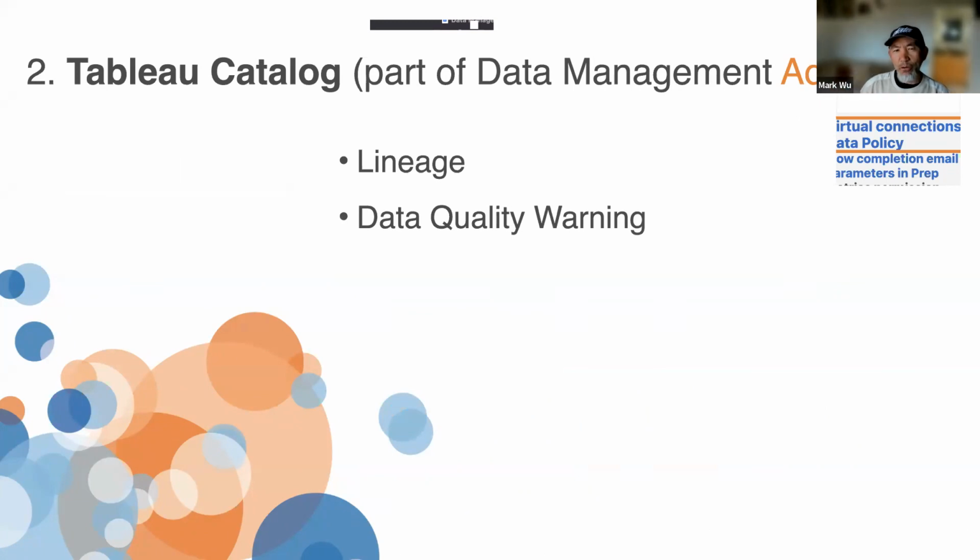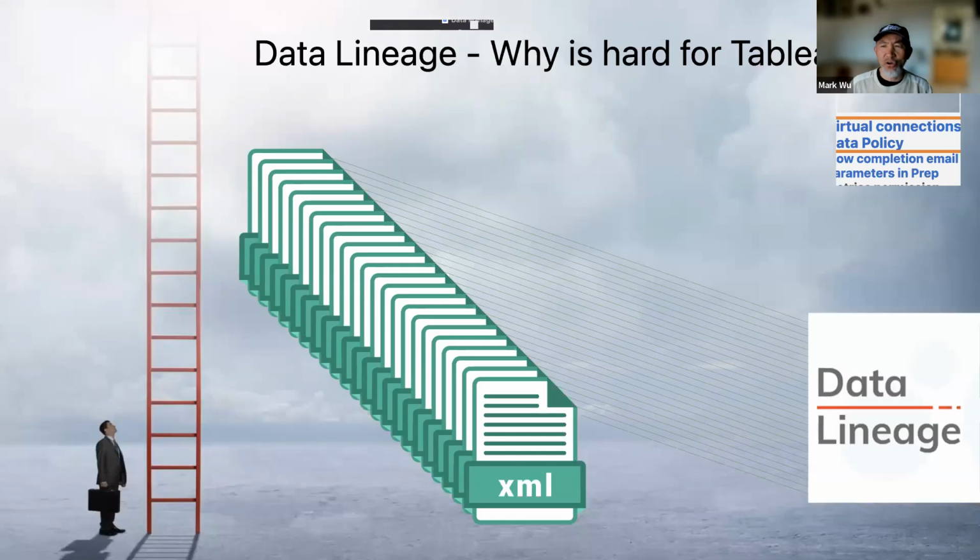Let's talk about both. What is lineage? Why is lineage so hard? Lineage can be simple for many other products, but what is lineage? Lineage talks about Tableau's data source, table, and columns. Let's say I have a data source, I have this sales table, and I want to find out how many workbooks are using my sales table.